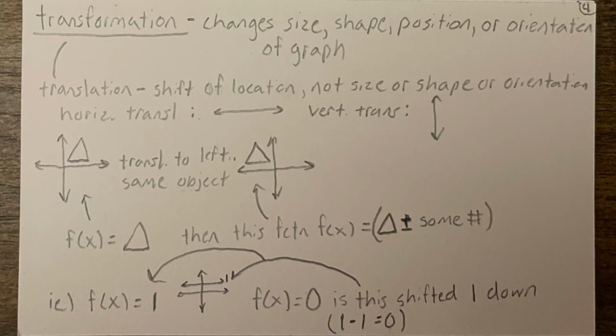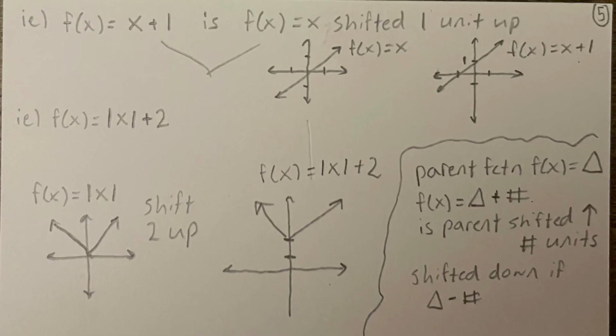f(x) = triangle plus or minus some number, depending on the distance translated and whether it was up or down. For example, f(x) = 1 has a graph similar to the graph of f(x) = 0, but 1 unit shifted apart. Another example, f(x) = x + 1, is the linear parent function f(x) = x shifted 1 unit up. One more example, f(x) = |x| + 2 is the absolute value parent function shifted 2 units up.